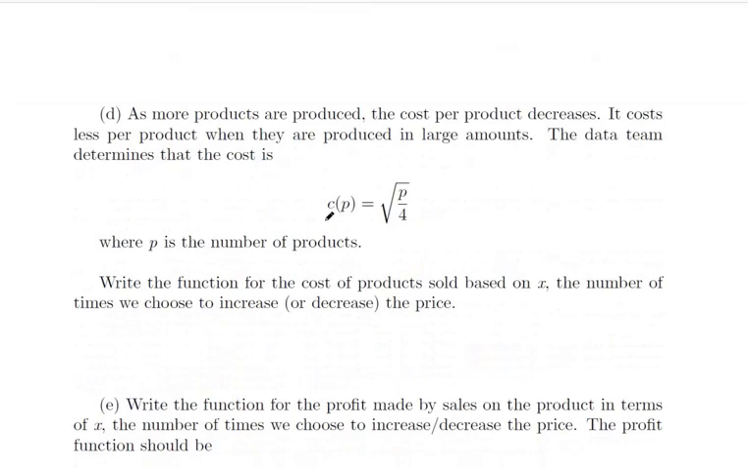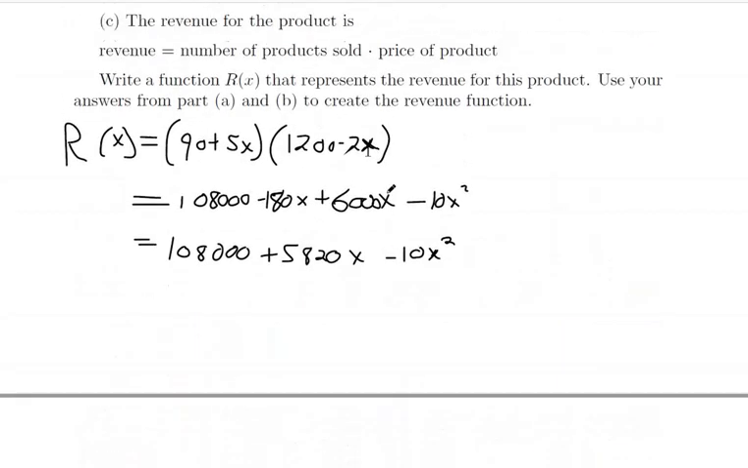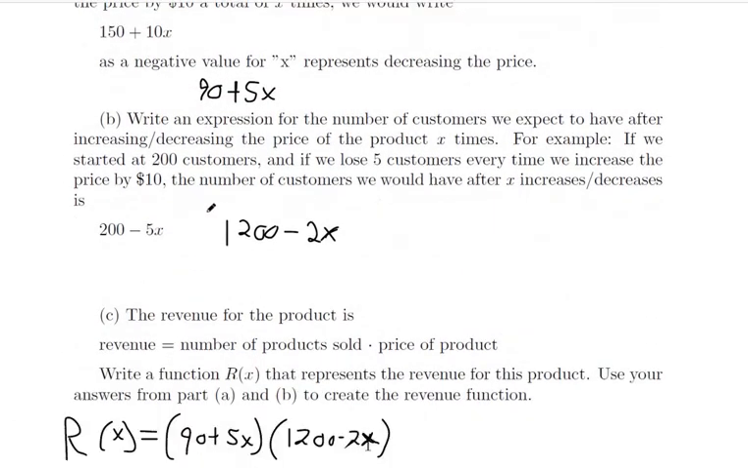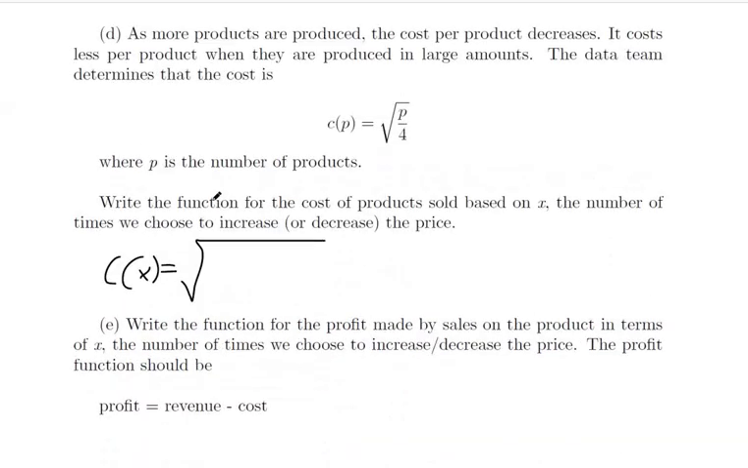For D, they tell us the cost depends on the number of products, P, we sell. So to find a cost function based on x, there it is in function notation, then all we need to do is replace P with the number of products we're going to sell. And that's something we already did up here, right? This is the expression for the number of customers we have. So the number of products we sell is right up here, 1,200 minus 2x. And then we're going to divide that by 4. And that's all we have to do for part D. That's the cost.